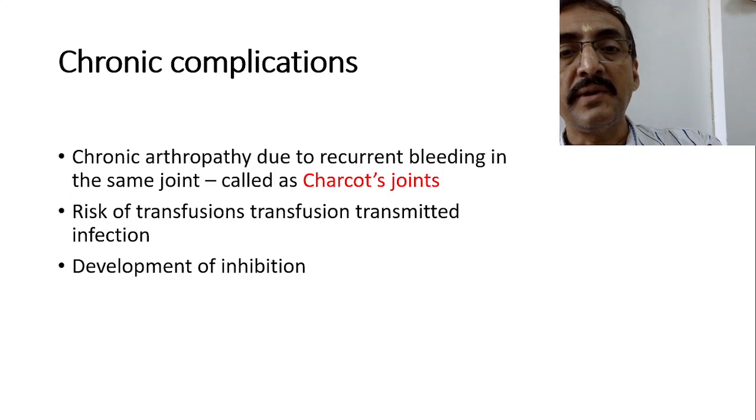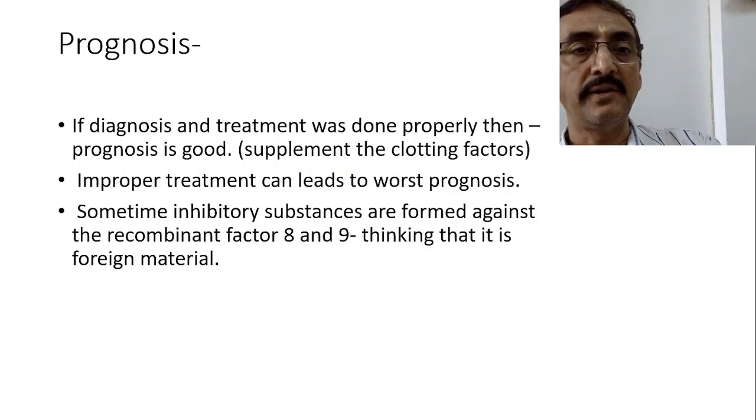Some of the chronic complications: chronic arthropathy due to recurrent bleeding in the same joint, which is called a target joint, may lead to Charcot's joints, and risk of transfusion-transmitted infections, because we have to go for recurrent or repeated blood transfusions. So it may lead to transfusion-transmitted infections. Then there is development of inhibitors.